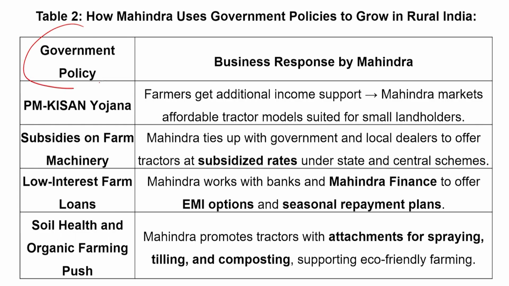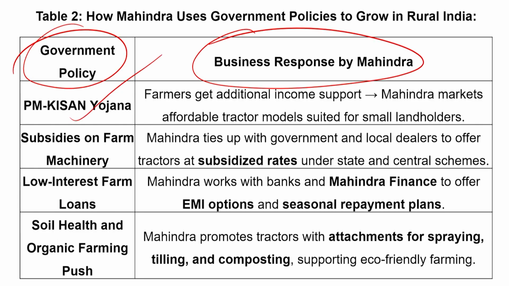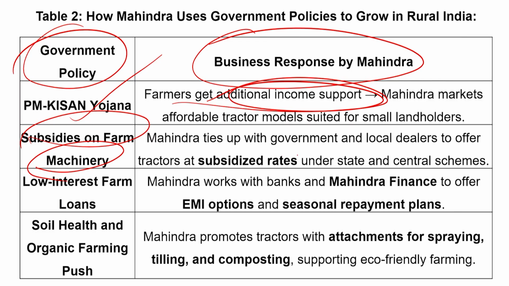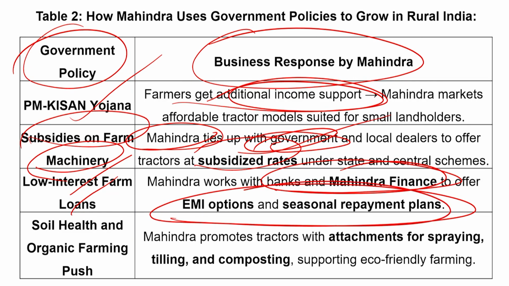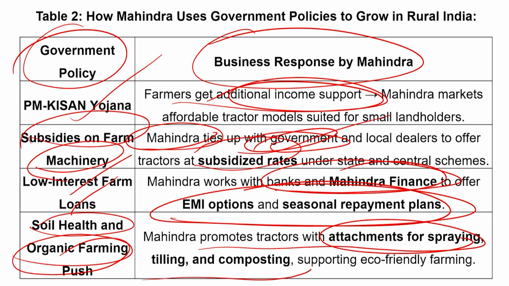So if you see these government policies and business: with PM Kisan Yojana, farmers get additional income. We all know that they get some assistance. Subsidy on farm machinery, yes, the farmers get some subsidy. Mahindra ties up with the government and provides tractors at a subsidized rate with low-interest finance. Mahindra works with banks and Mahindra Finance and offers EMI options and seasonal repayment plans also. Soil health and organic farming: Mahindra promotes tractors with attachments for spraying, tilling and composting.